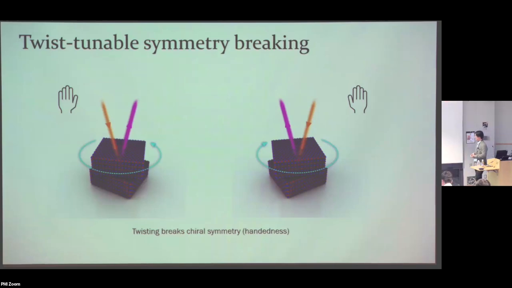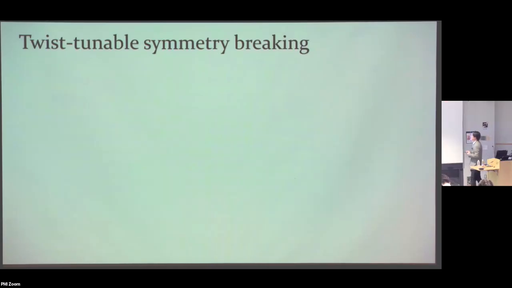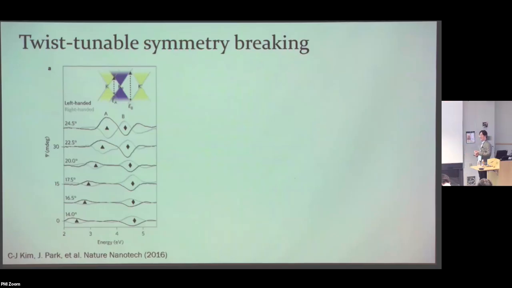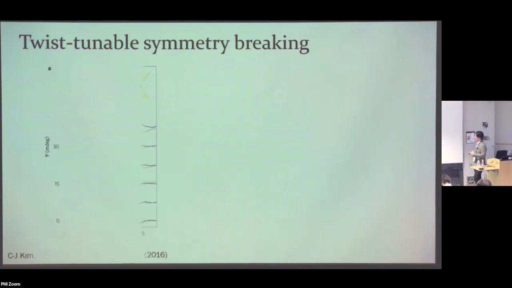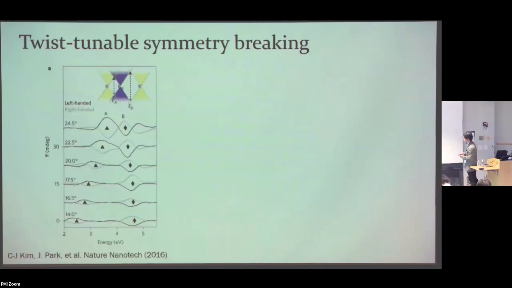One thing that you immediately see when you turn on the twisting is that twisting breaks the mirror symmetry, or chiral symmetry. A structure with a plus or minus twist angle has a different handedness, just like left or right hand. So you can detect this by optical waves. These different structures respond differently to left or right circular polarized light. And this actually has been seen almost a decade ago, in twisted bilayer graphene.